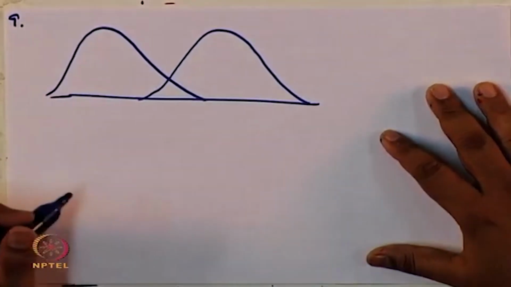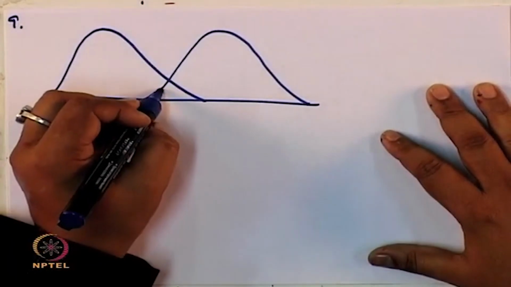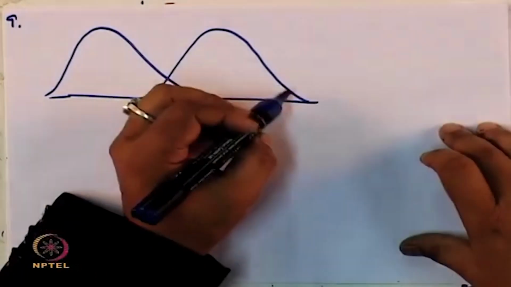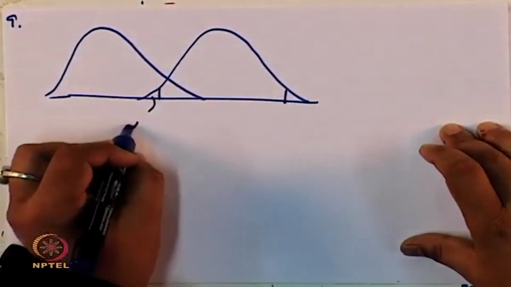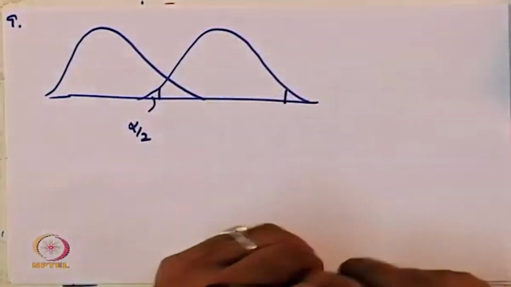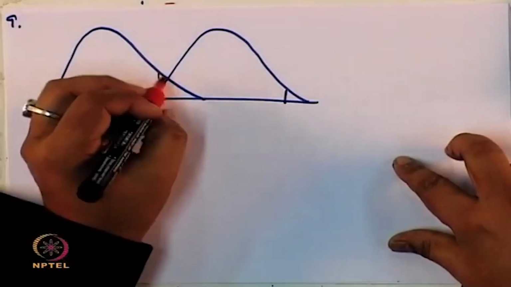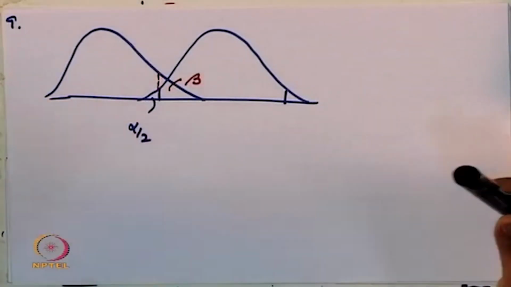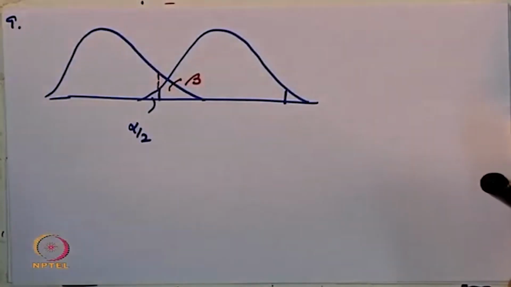Okay. Let me draw two curves. Let us say this is my alpha. This area is alpha by 2. I extend it and this area is beta. What can I say about my choices of alpha and beta? Are alpha and beta linked by any choice?